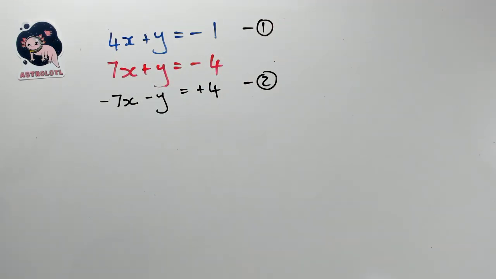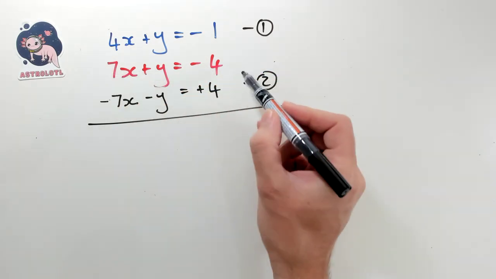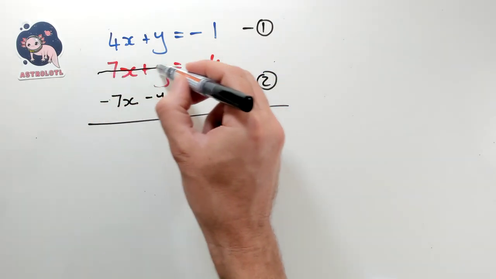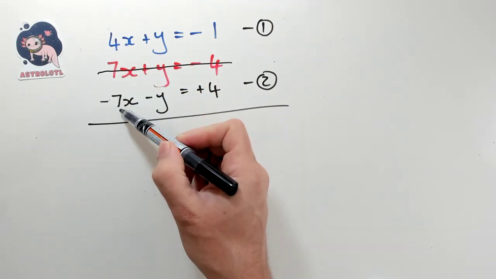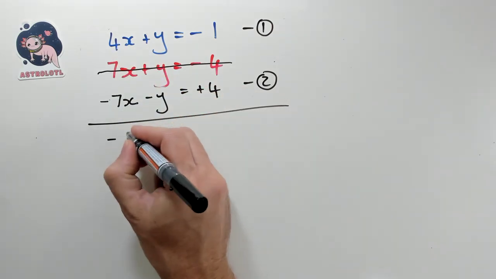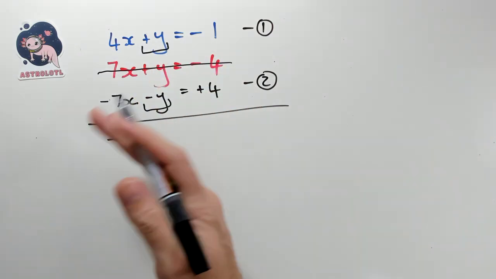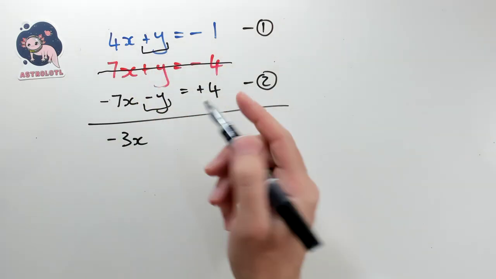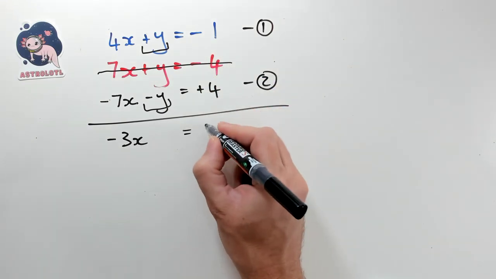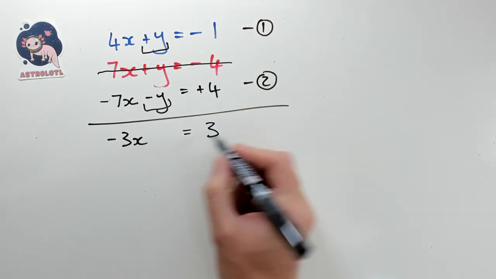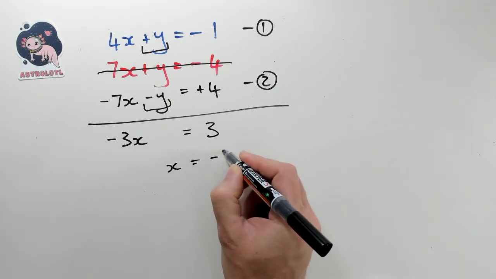I'm going to work with these two equations now, and ignore this one, drawing a little line there. I'm going to say 4x minus 7x, that would be negative 3x. And see what happens here. We have a plus y and a negative y, and they cancel out, eliminated. And you have negative 1 plus 4, which is just 3. Now I have negative 3x is 3, so x is going to be negative 1.